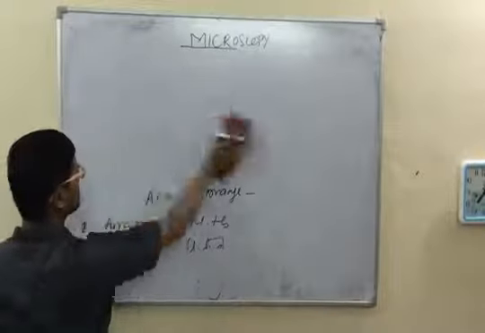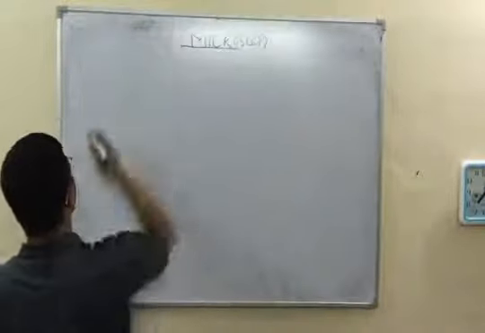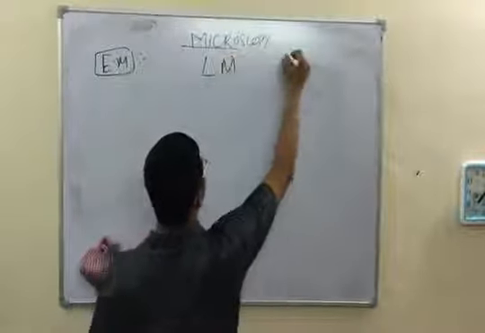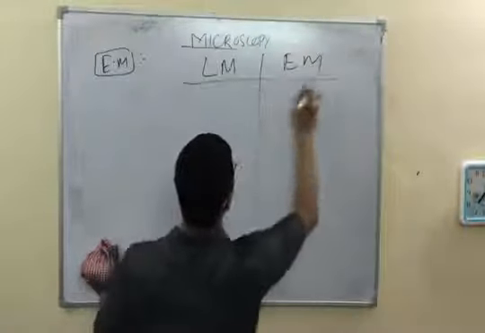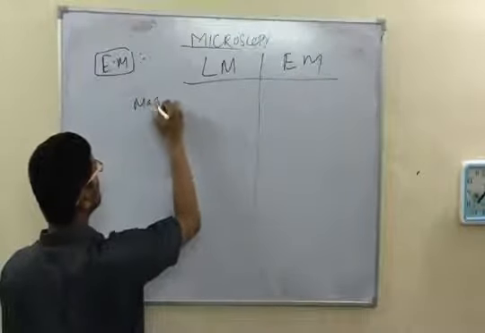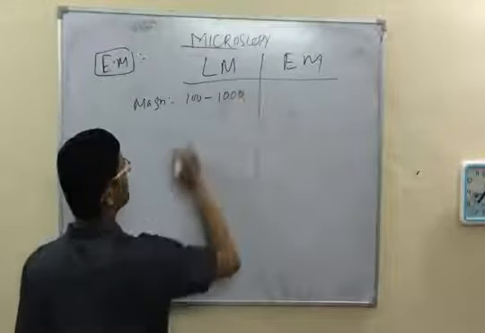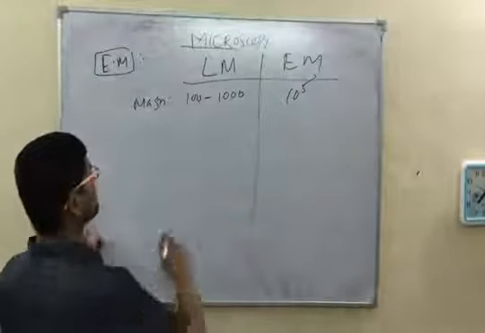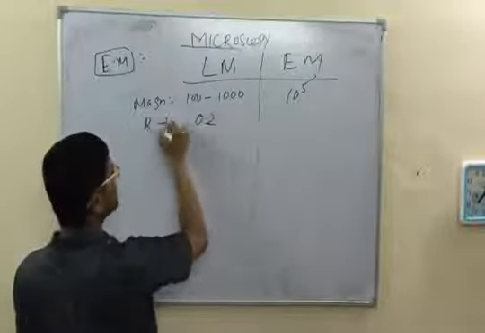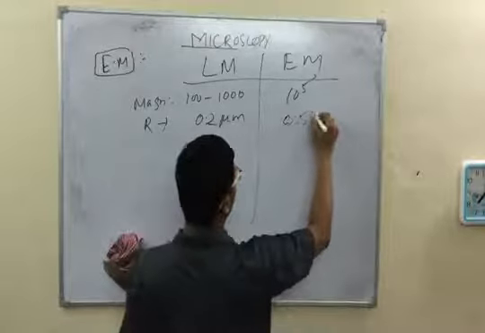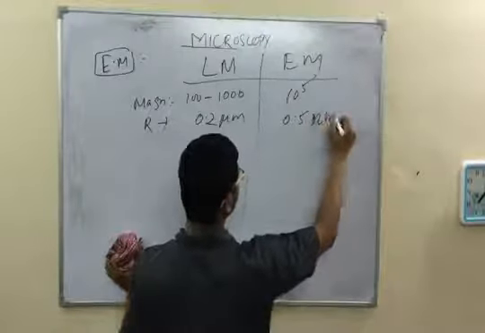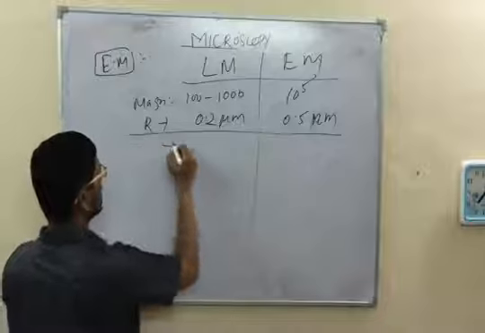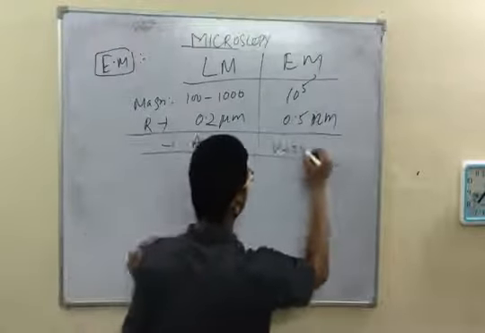Next is the most advanced microscope, that is electron microscope. Electron microscope is different from light microscope in various ways. They say that light microscope has a magnification of 100 to 1000, whereas electron microscope has a magnification of more than 1 lakh. The resolution power of light microscope is around 0.2 micron, whereas for electron microscope it is 0.5 nanometer. Okay, it has a better resolution than light microscope. Of course, the medium will be air in contrast to electron microscope where the medium is vacuum.